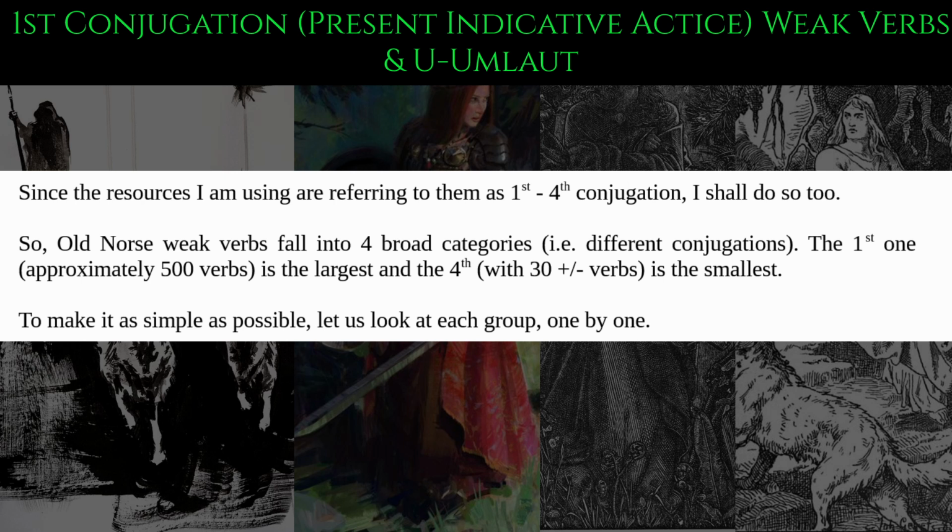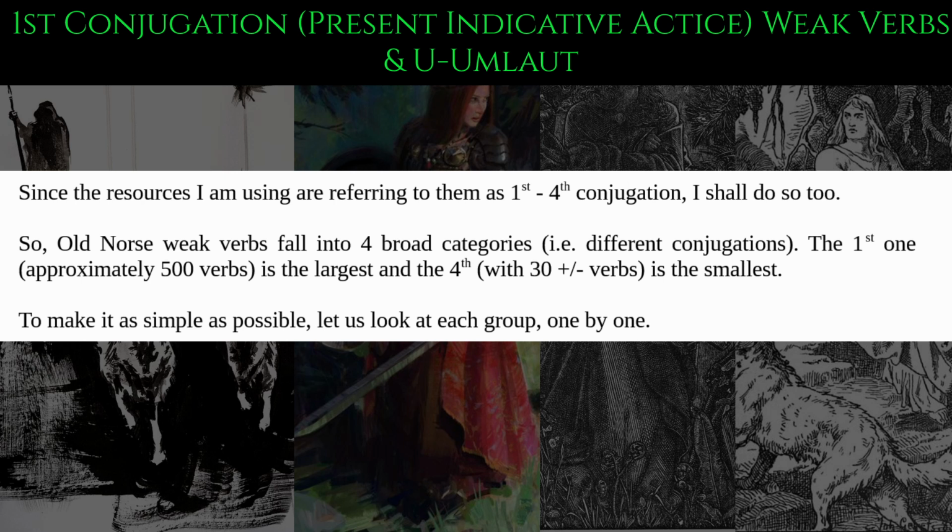You see, since the resources I'm using are referring to the different kinds of conjugations as first to fourth conjugation rather than first to fourth class of weak verbs, I shall do so too. So, Old Norse weak verbs fall into broadly 4 categories, which means different conjugations. And the first one has approximately 500 verbs and is thus the largest. And the fourth one, with roundabout 30 verbs, is the smallest.